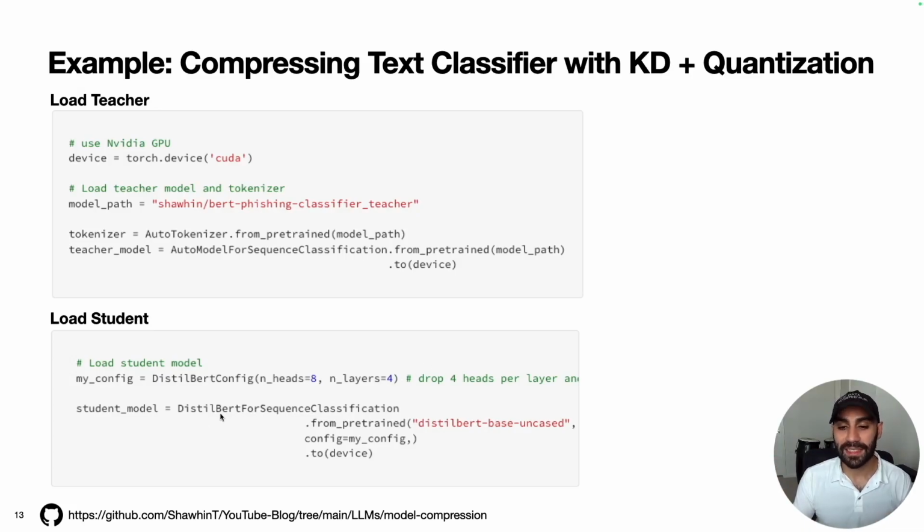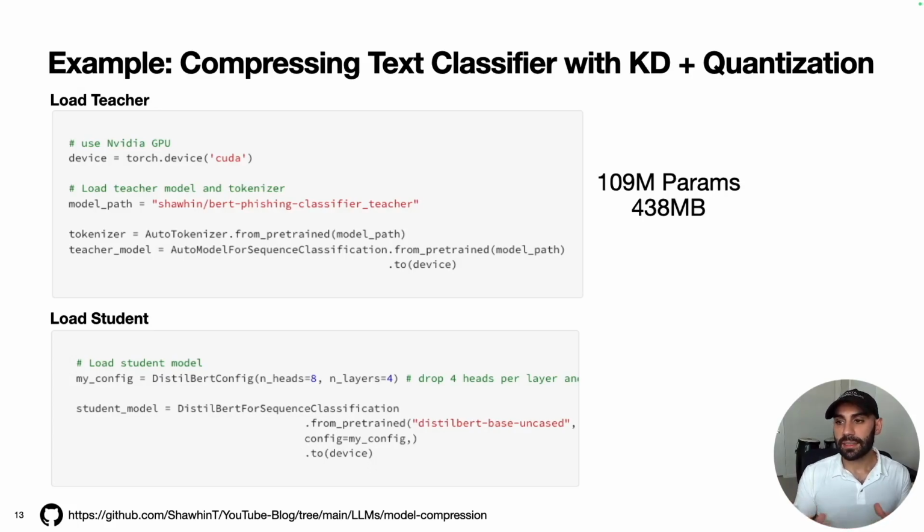Then I'm going to use this DistilBertForSequenceClassification object. What that does is it'll load in this DistilBERT architecture with these modifications and then slap on top of it a classification head. In other words, the model, instead of generating text, is going to perform text classification. We're also going to load the student model onto the GPU.